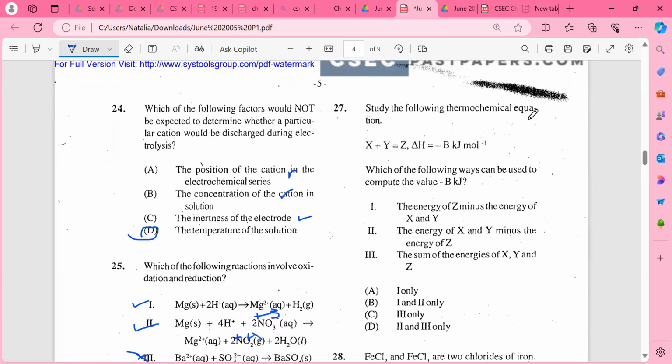Study the following thermochemical equation. X and Y are reactants and they form Z. Delta H is negative. When delta H is negative, it means the reaction is exothermic. Which of the following ways can be used to compute delta H? So it's the energy of the products minus the energy of the reactants. Energy of X and Y minus that, no. Sum of X and Y, no. So the answer is 1 only.